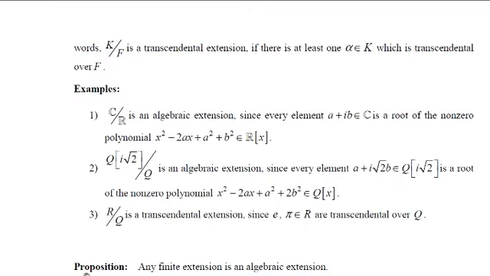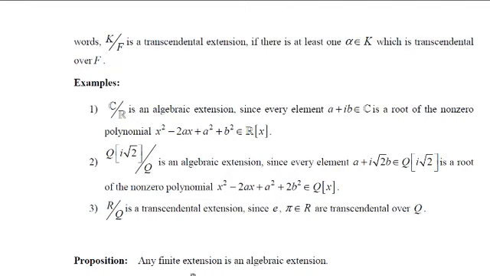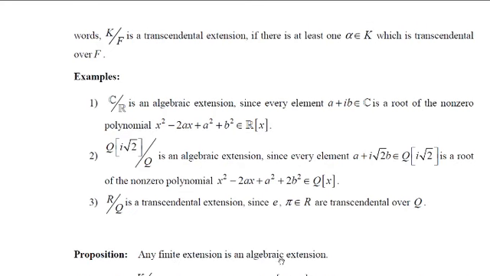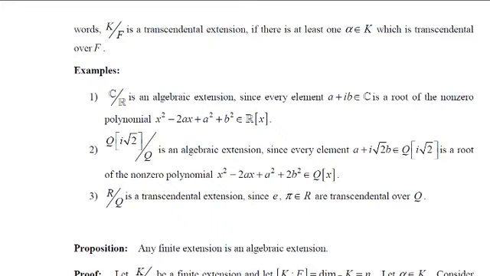Now, let's prove a proposition which says any finite extension is an algebraic extension. So what does it say? Any finite extension is an algebraic extension. Okay, let's prove this. So let us remember, if K is a field extension of F, then in fact K is a vector space over the field F. Therefore, the degree of the field extension is nothing but the dimension of the vector space K over field F. Now, we have to show that any finite extension is an algebraic extension. So let us consider K is a field extension over F and it is a finite extension. That means the dimension of K over F is some finite number, let us say n.